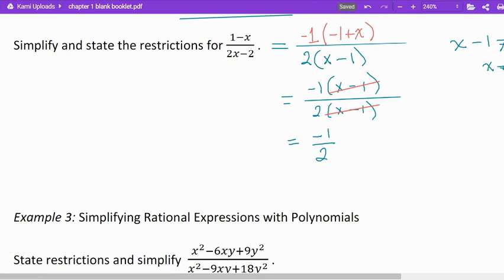But then to state the restrictions in a well-formatted way, I write a comma after the simplified version, and I say such that x cannot be equal to 1. So what we're saying is this rational expression can be simplified to a value of negative 1/2 so long as x is not equal to 1. Because if it is, I don't know what to call it. It's undefined.